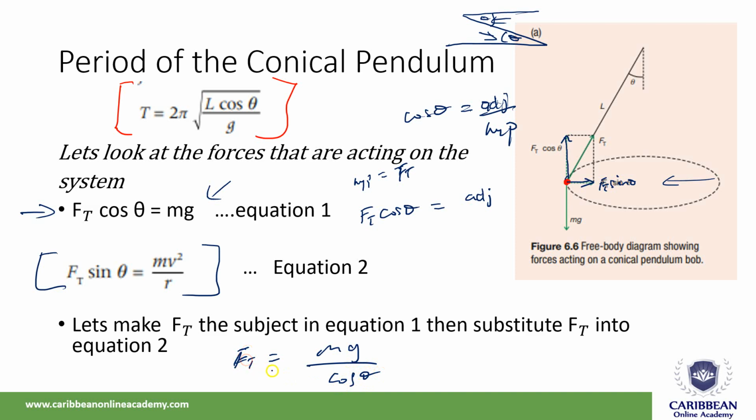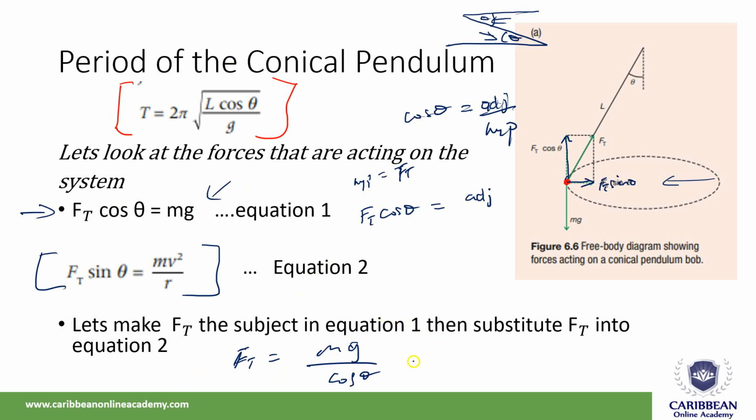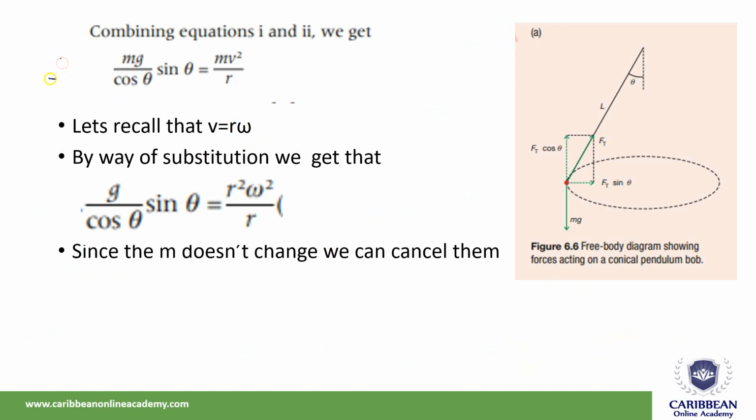All right. If I now know what ft is equal to, which is mg divided by cos theta, I can substitute that in my second equation. My second equation, mg cos theta times sine theta is equal to mv squared divided by r. So right here, where ft is in this equation, I am substituting that. The note says let ft become the subject in equation 1, then substitute ft into equation 2. I just did that, and I get mg divided by cos theta times sine theta is equal to mv squared divided by r, which is what I have right here, right?